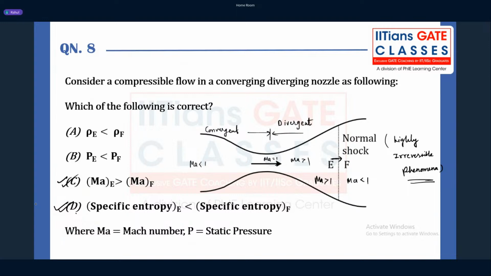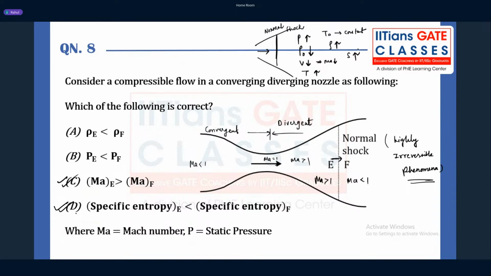Right. What about the other properties, guys? So I'm writing here the properties whenever we have the normal shock. After this, whenever the flow is happening like this, remember pressure will increase, stagnation pressure will decrease, velocity will decrease because Mach number will decrease, static temperature will increase, stagnation temperature will remain constant, density will increase, entropy will increase.